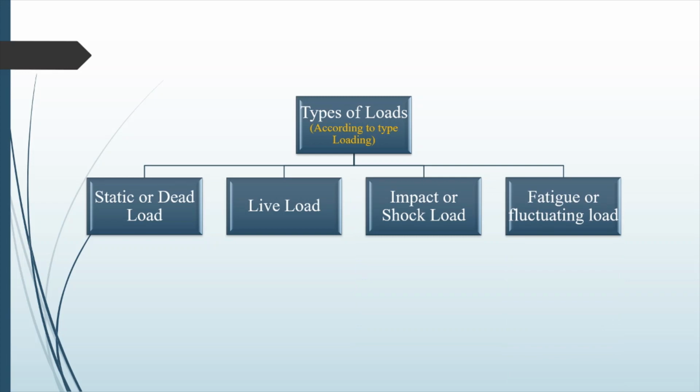The last type of load is fatigue or fluctuating load. This type of load is also a changing load. It will be continuously changing from, suppose, one value of 10 kilonewton to 50 kilonewton. Again it comes back to 10 kilonewton. In the next cycle it again goes to 50, then comes to 10. Such a loading cycle will be followed throughout the loading period. Such loading is called fatigue loading or fluctuating loading.